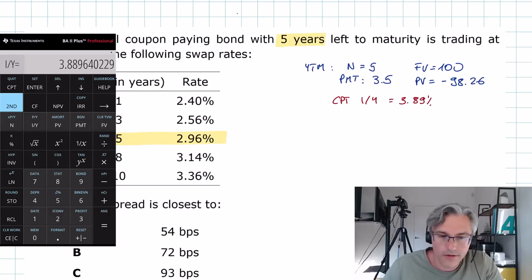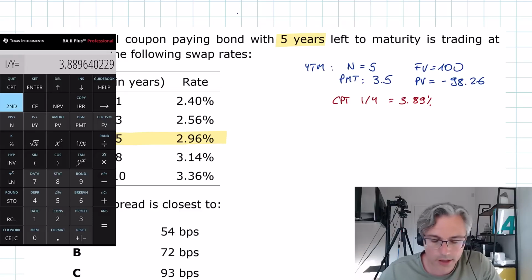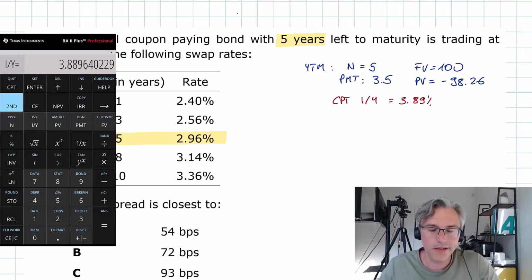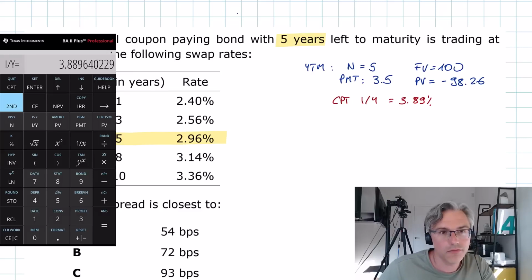Right, I'm looking at 3.89% over here. No need to multiply that by 2 or anything like that, because this bond pays annual coupon, so the assumed periodicity here is 1.